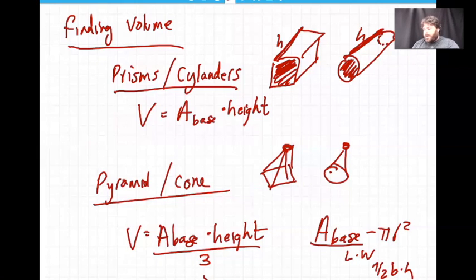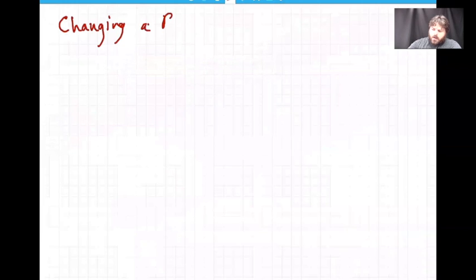All right, so those are the basic ideas about volume. Don't forget lateral area is the area on the side. That's definitely something they could ask on the ACT. All right, so the next thing is basically how changing a parameter will affect a formula. A parameter is just a fancy way to say a variable.